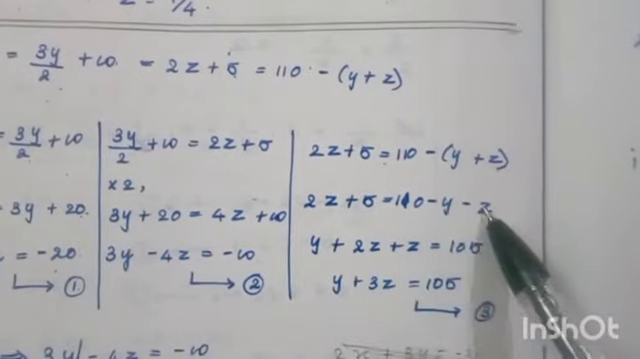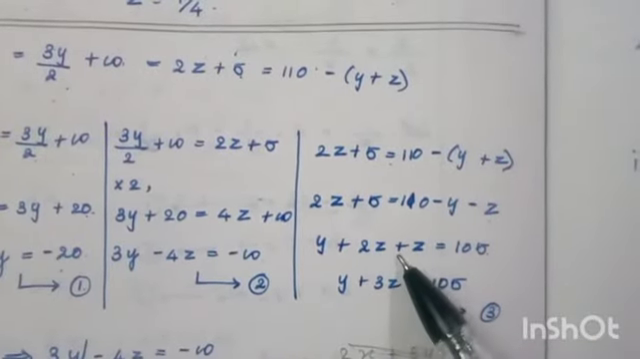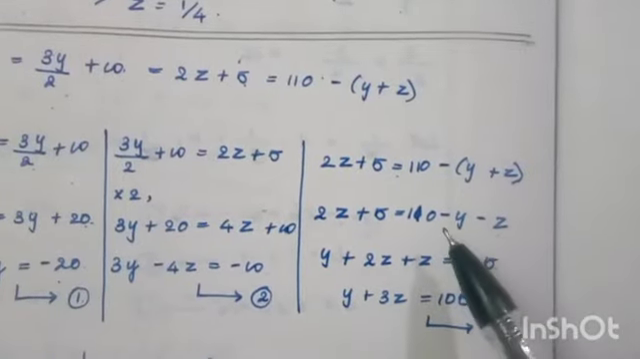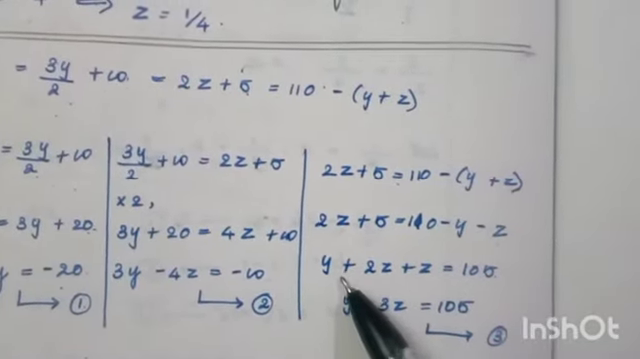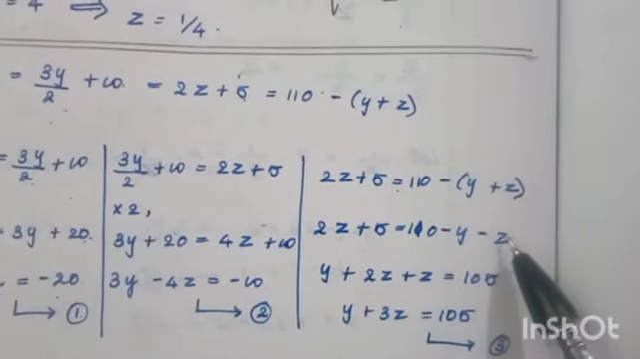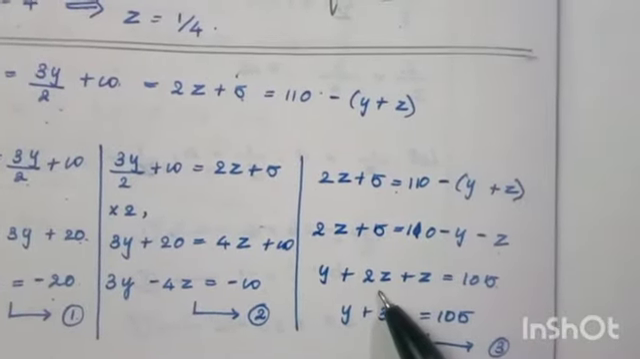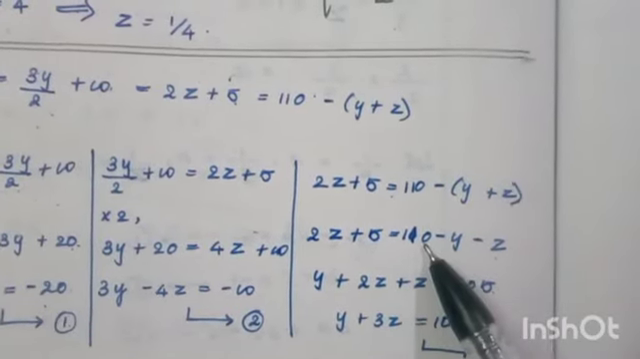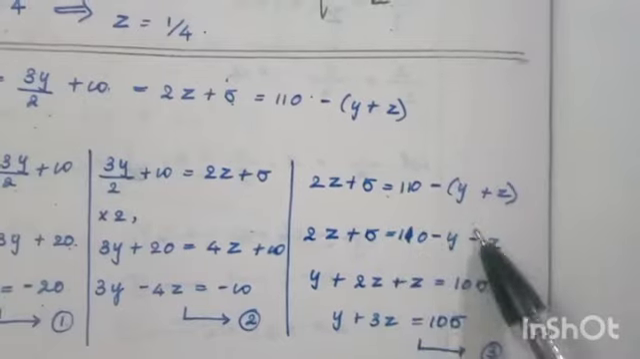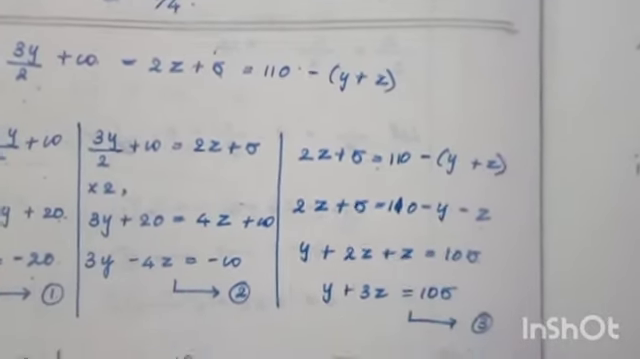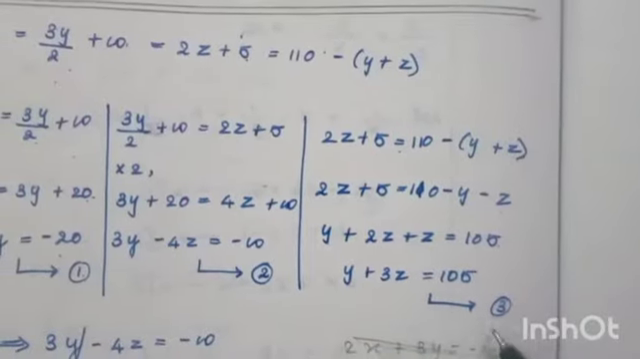For this, minus z moves here, minus y fully you have to transpose here. For the variables you have to make it one side, that is minus y becomes plus y. Here 2z plus z is 3z equal to 110 plus 5 transposed, minus 5. So 110 minus 5 is 105. So y plus 3z equal to 105. It is equation number 3.